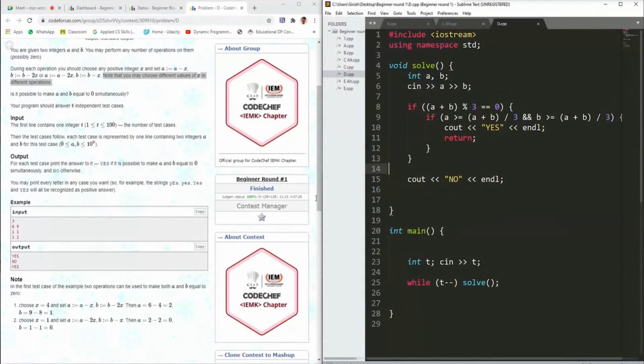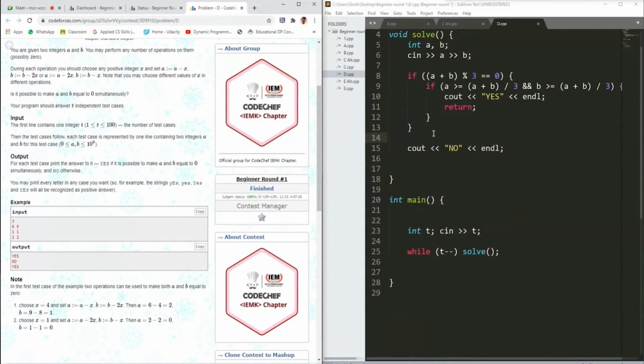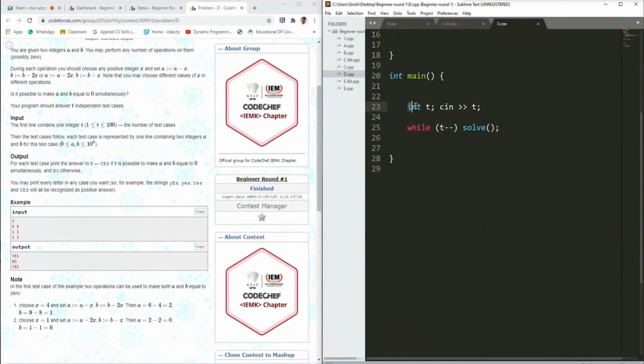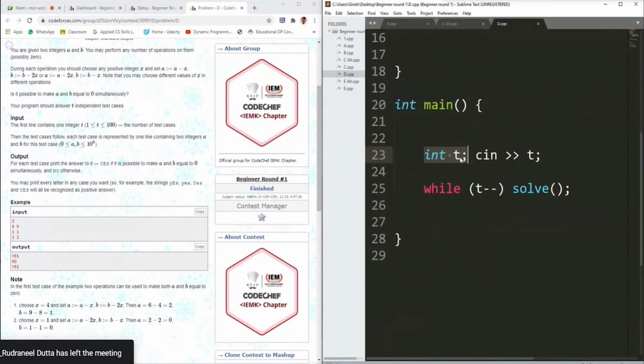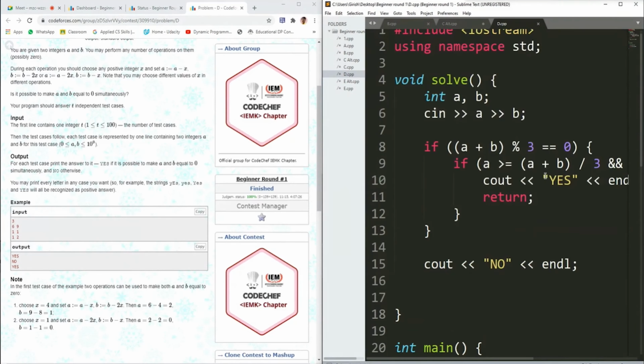So first, it says that the first line contains an integer t that is the number of test cases. So in my main function, I have taken in input t, and I have run this loop t times. Inside my loop, I have the solve function, which is the main logic of my code.